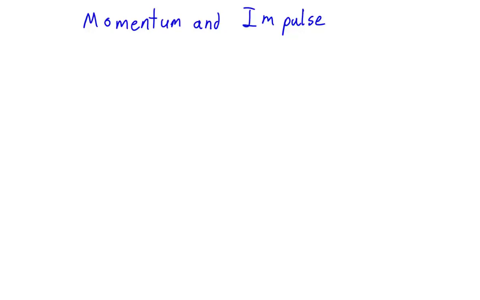Okay, in this video we're going to learn about momentum and impulse. So momentum is defined by the following formula: p equals mv. The mass of the object multiplied by its velocity.